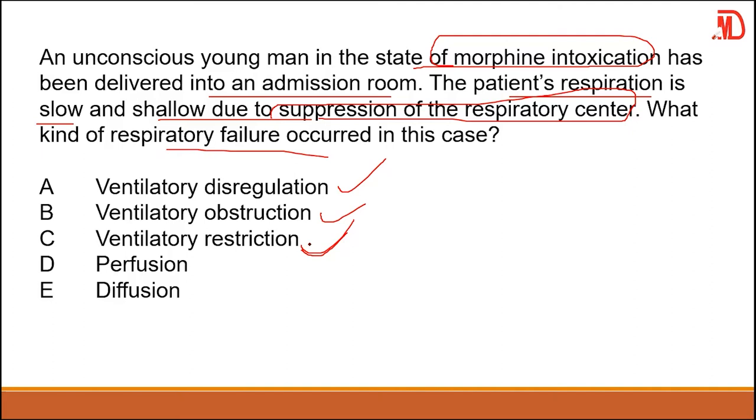So in that case, what kind of respiratory failure are we looking at? We are looking at dysregulation. So your answer is A.